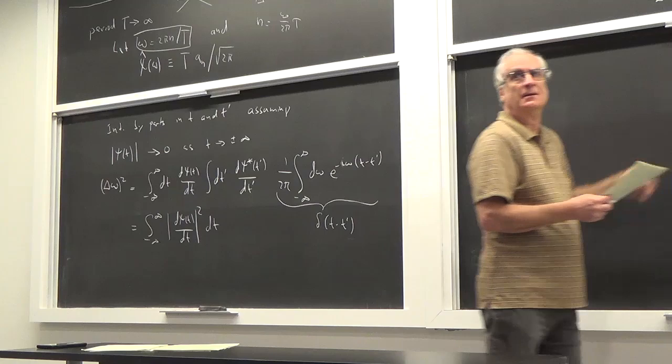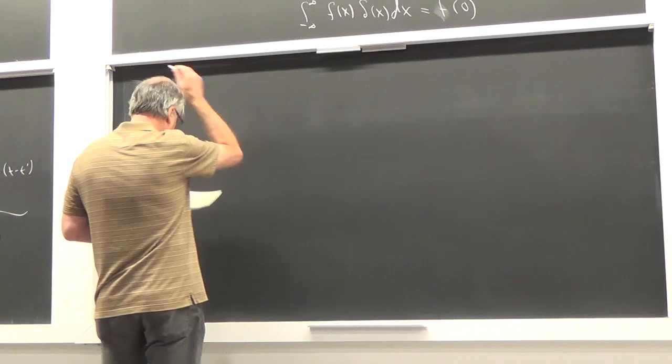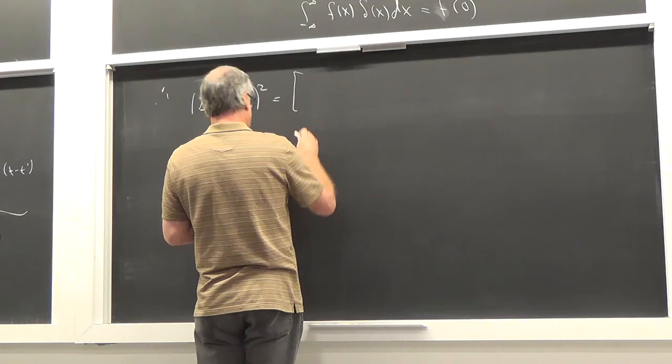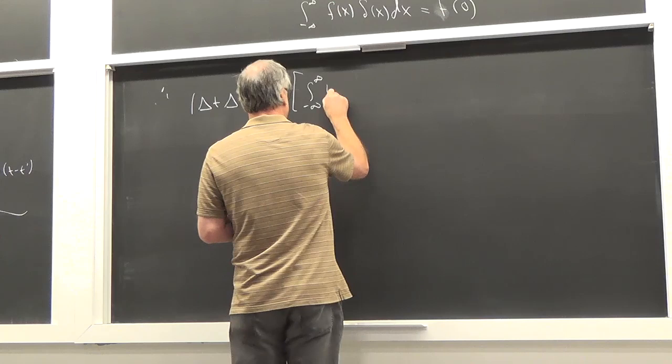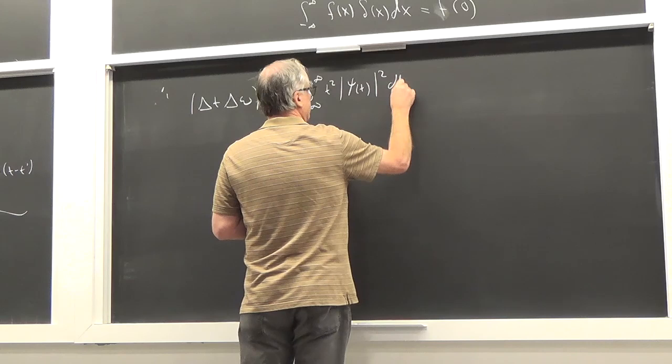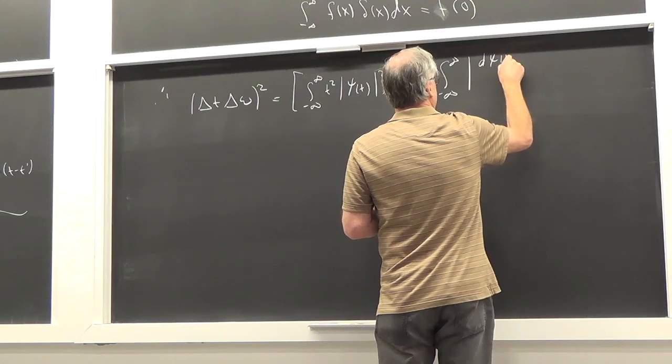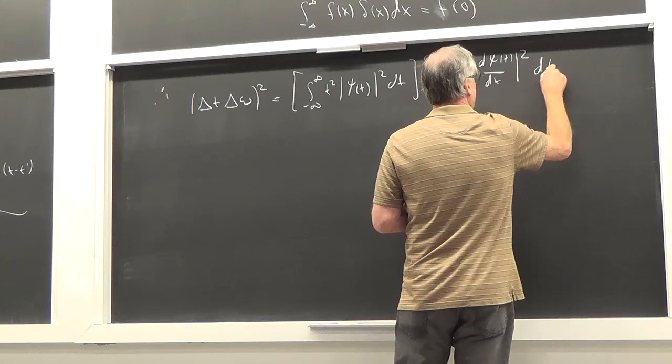So therefore, what do we got? We got delta t, delta omega, I'll take the square. So that's equal to delta t squared, which is the integral from minus infinity to infinity of t squared psi of t squared dt, times the integral from minus infinity to infinity of d psi by dt squared dt.